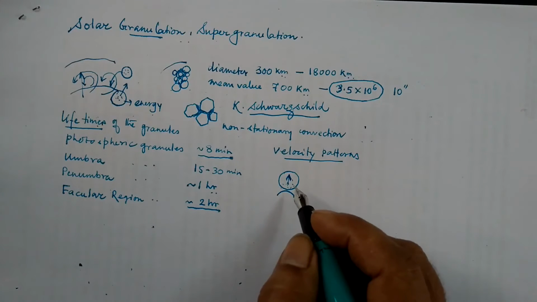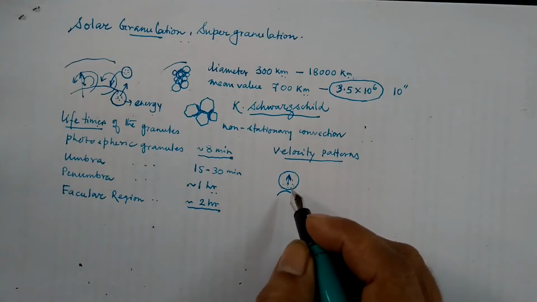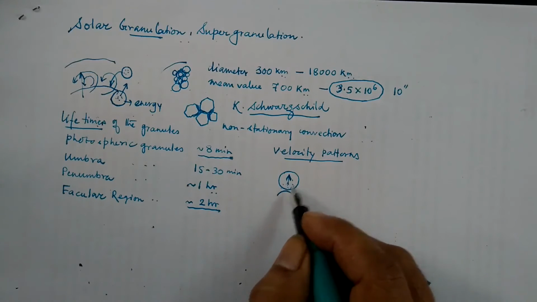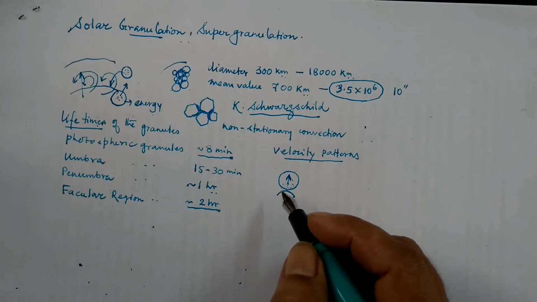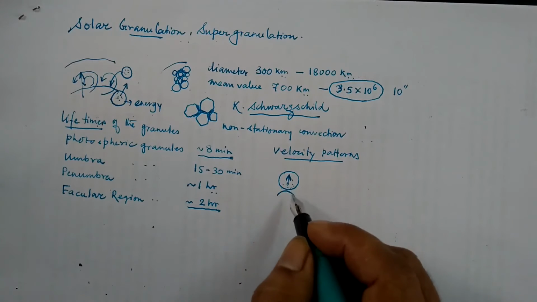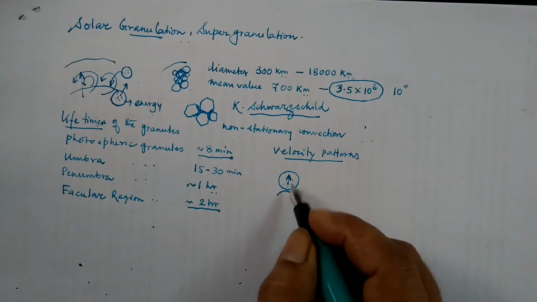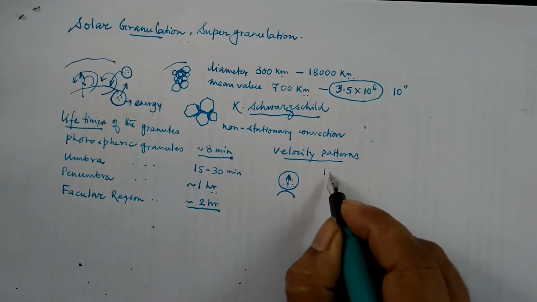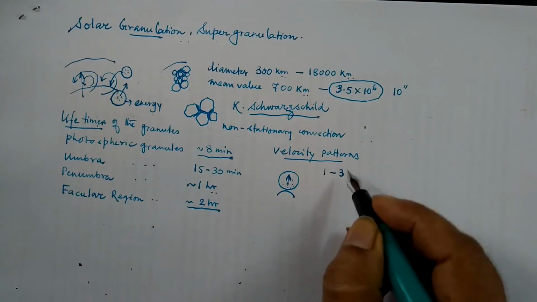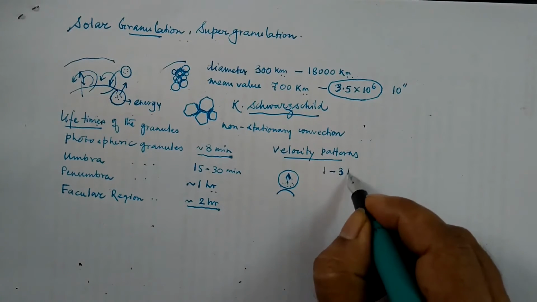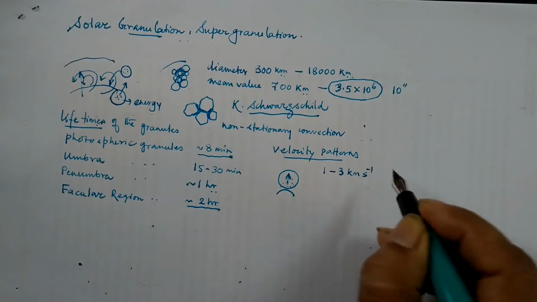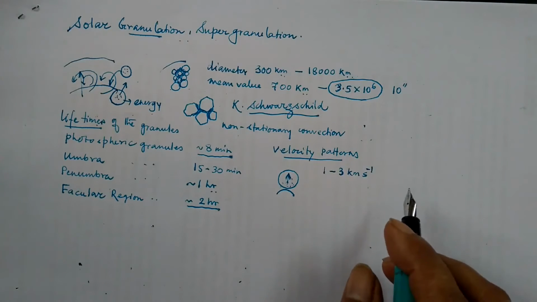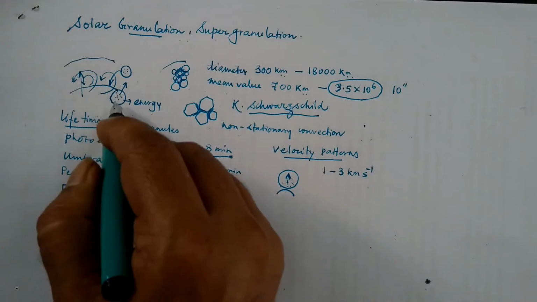Okay. So we measure the Doppler shift and the blue shifts of the lines formed by the gases in the granules. They indicate that these are the rising cells of hot gases moving upwards with a speed between 1 to 3 kilometers per second. With this speed, the cells go up.